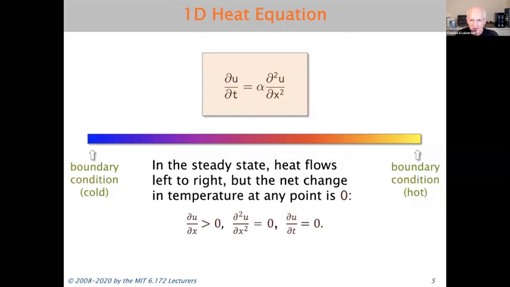Okay, to simplify our math, we're going to look at the one-dimensional version of the heat equation. Okay, so you can think of this as a bar of metal. Okay, and we're going to assume that there are boundary conditions where there's something holding the temperature at either end at a fixed value. So on the left end of the bar, it's cold. And on the right side, it's hot.